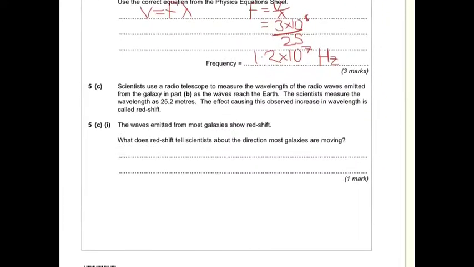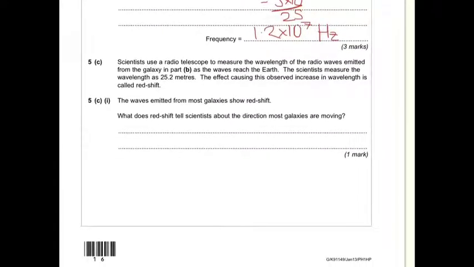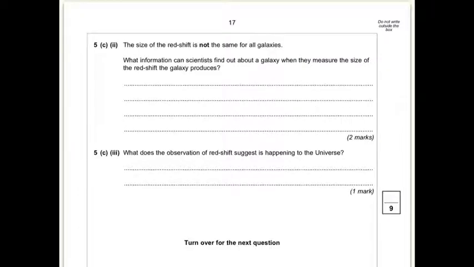What does that tell us about the way galaxies are moving? Well, redshift tells us that galaxies are moving away from us. You could say away from each other, away from us. The size of redshift is not the same for all galaxies. What information can they find out?